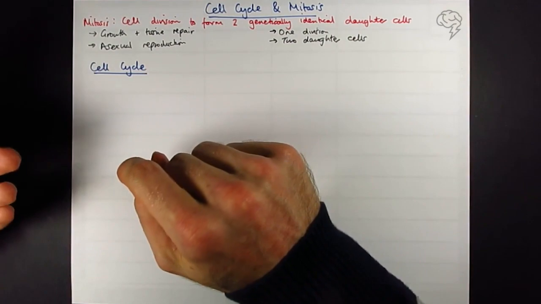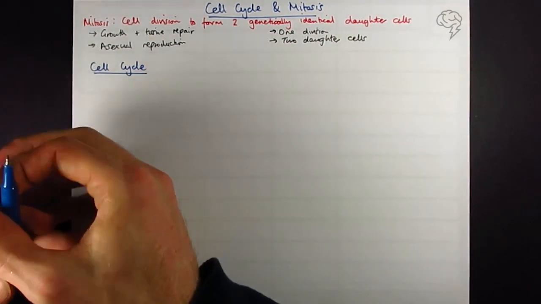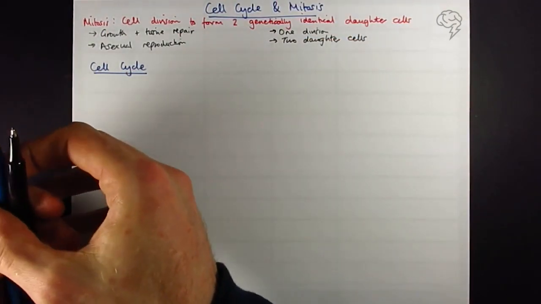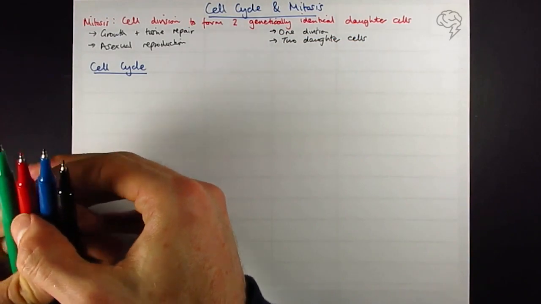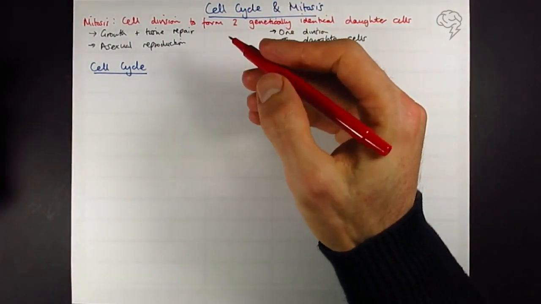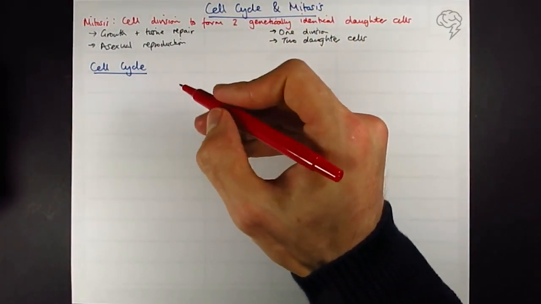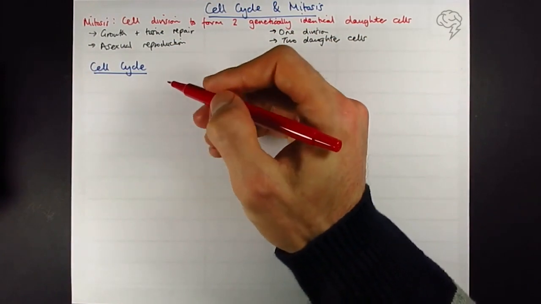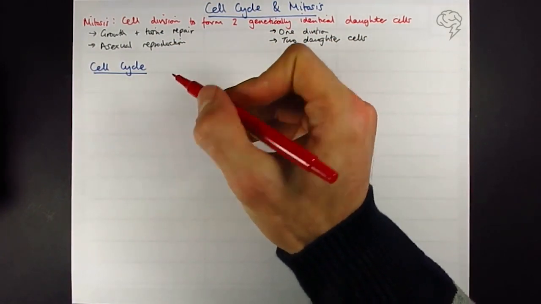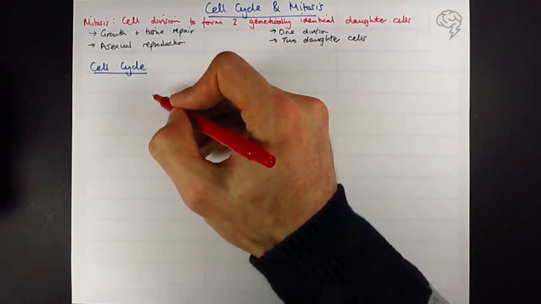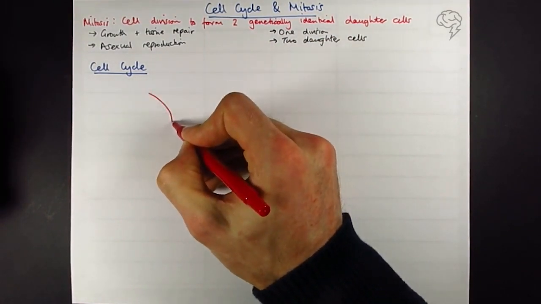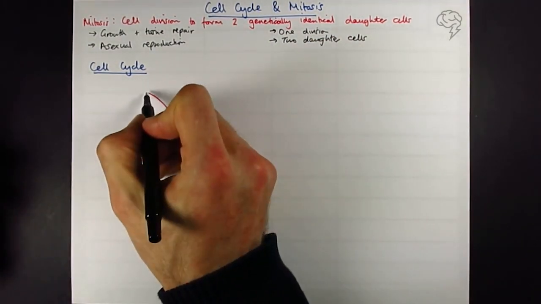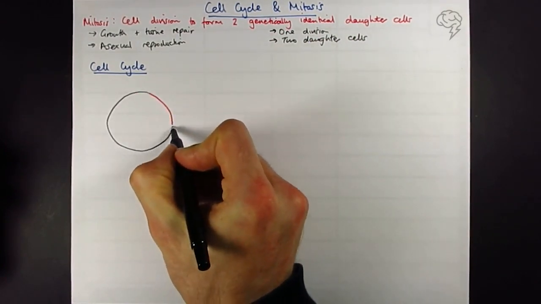So we're going to draw a circle representing the circle of the cell cycle. Hopefully this is going to be quite nice and tidy. We will see. I'm going to do my mitotic stage in red. The proportions are not that accurate here. I'm going to represent it as about a quarter, but that doesn't necessarily mean it's a quarter of the time taken. I'm going to complete the rest of this circle in black.